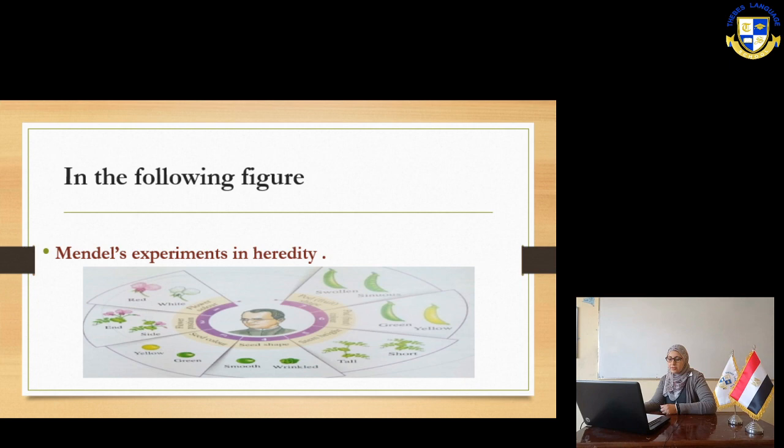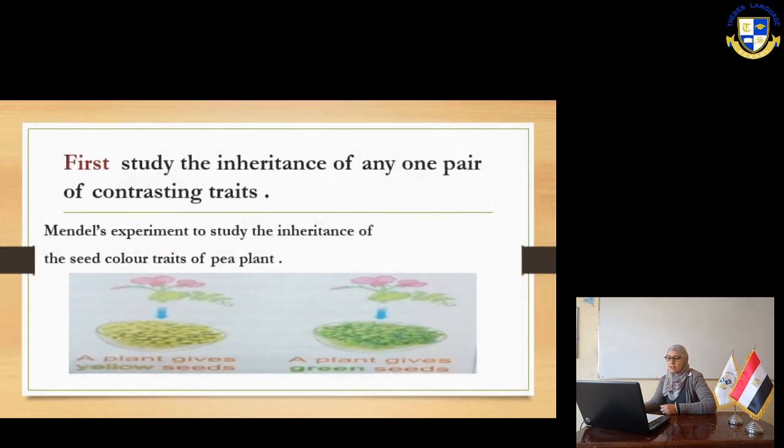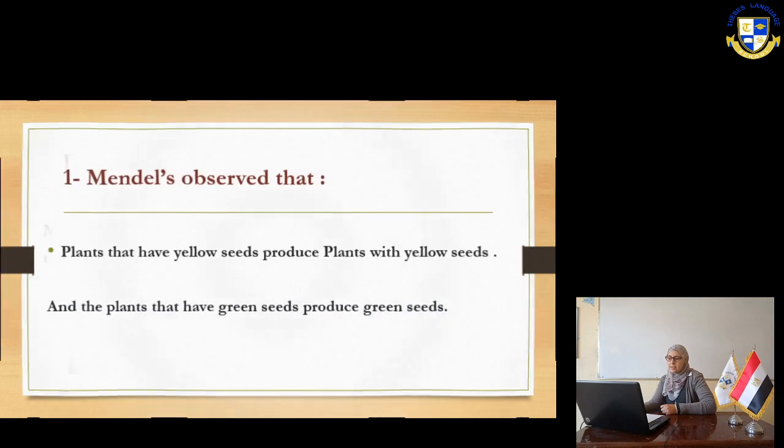Slide number 7. First, study the inheritance of any one pair of contrasting traits. Mendel's experiment to study the inheritance of the seed color traits of the pea plant. As shown here, we can see a plant giving yellow seeds and a plant giving green seeds. Slide number 8. Mendel observed that plants that have yellow seeds produce plants with yellow seeds, and the plants that have green seeds produce green seeds.